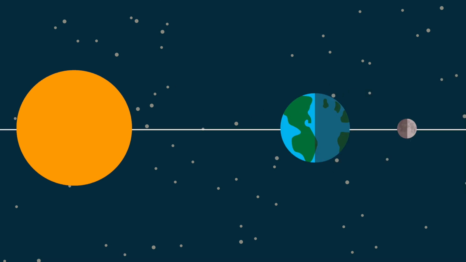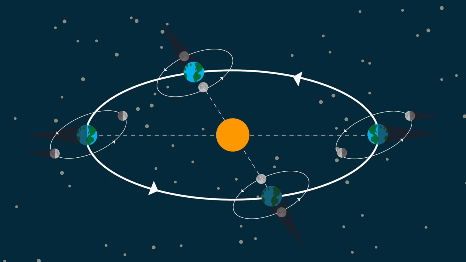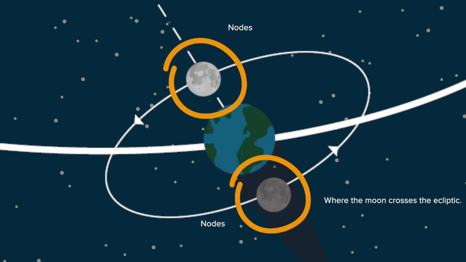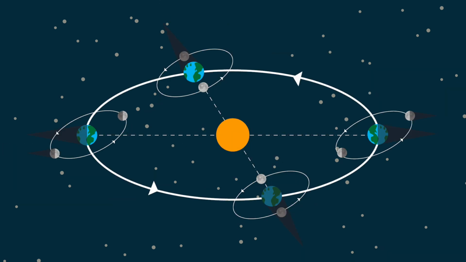Only if the moon happens to be crossing Earth's orbit, known as the ecliptic, during full moon do we get a lunar eclipse. The points in the moon's orbit where it crosses the ecliptic are called the nodes. This crossing happens at regular intervals, so eclipses can be predicted many hundreds of years in advance.